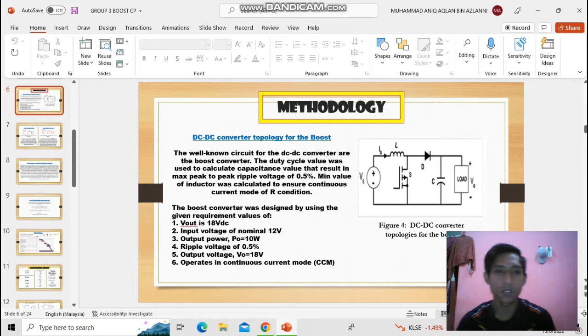The boost converter was designed using the given requirement values. The output voltage is 18 volts. The nominal input voltage is 12 volts. The output power is 10 watts. The ripple voltage is 0.5%. It operates in continuous current mode (CCM).